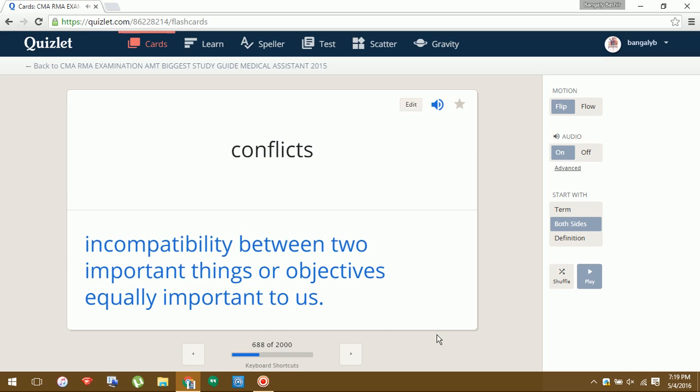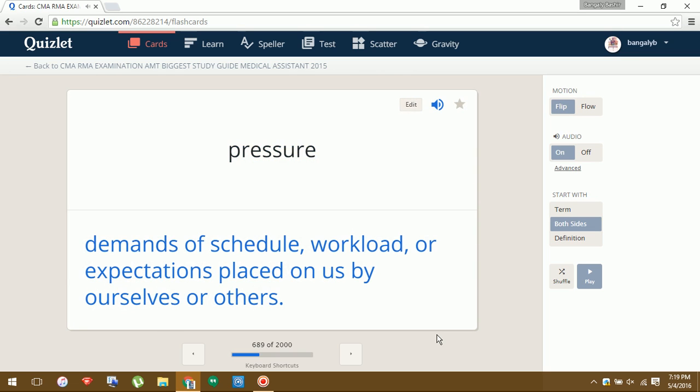Conflicts. Incompatibility between two important things or objectives equally important to us. Pressure. Demands of schedule, workload, or expectations placed on us by ourselves or others.